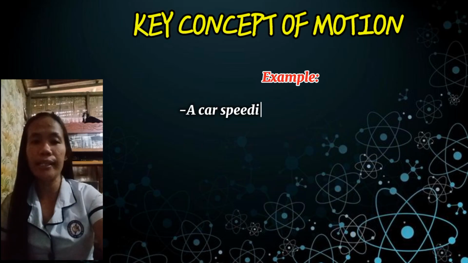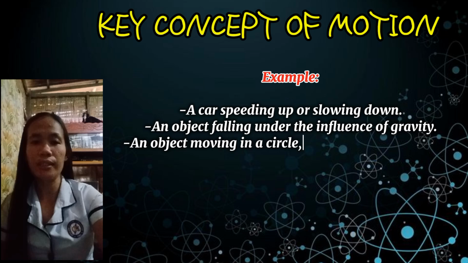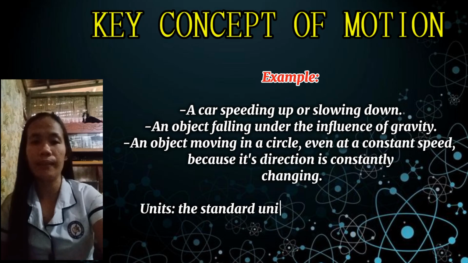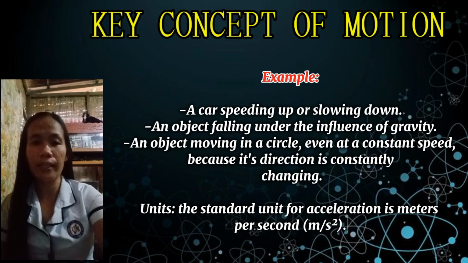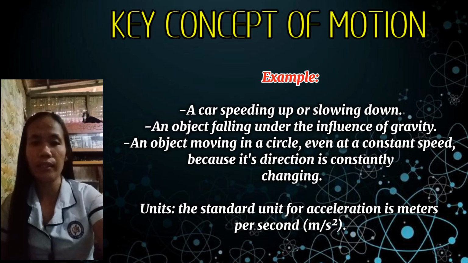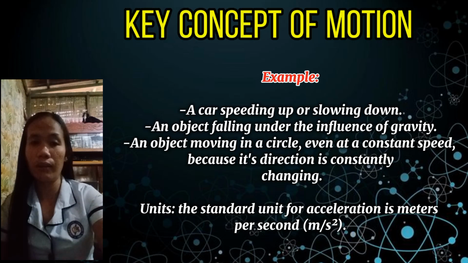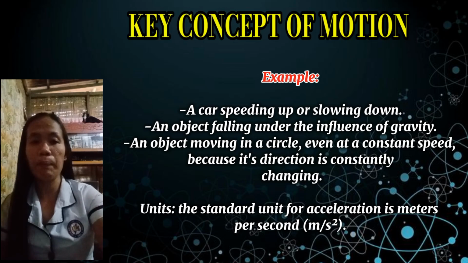So here are the examples. A car speeding up or slowing down. The second is an object falling under the influence of gravity. The third is an object moving in a circle, even at a constant speed, because its direction is constantly changing. The standard unit of acceleration is meters per second squared.